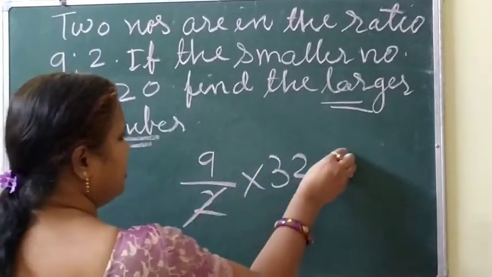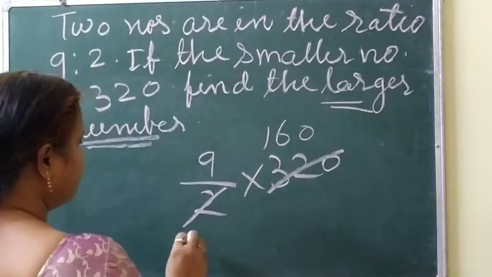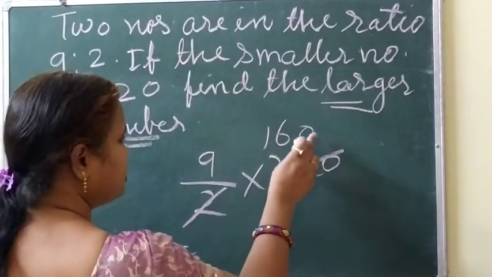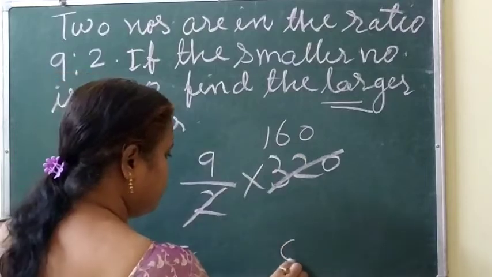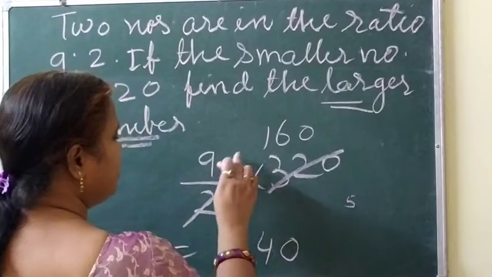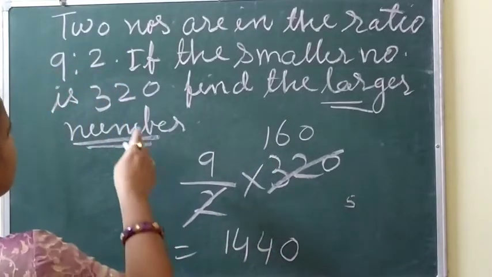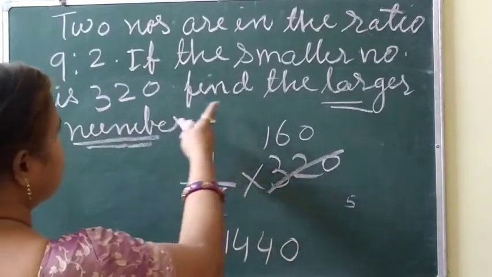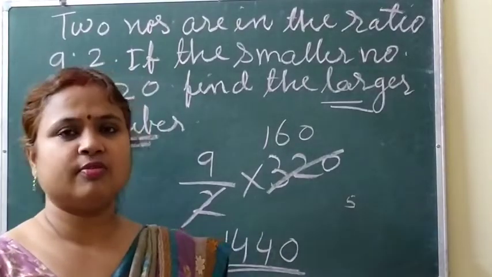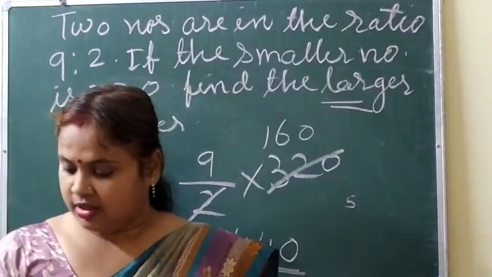Clear? So again 2 ones are 2, 2 6s are 12, and then 0. Okay? And then 9 multiply 9 into 16. So 9 6s are 54, 4 5 here. Then 9 ones are 9 and 5, yes, 14. Clear? So if the smaller number is 320, find the larger number. The larger number will be what? 1440. Clear?